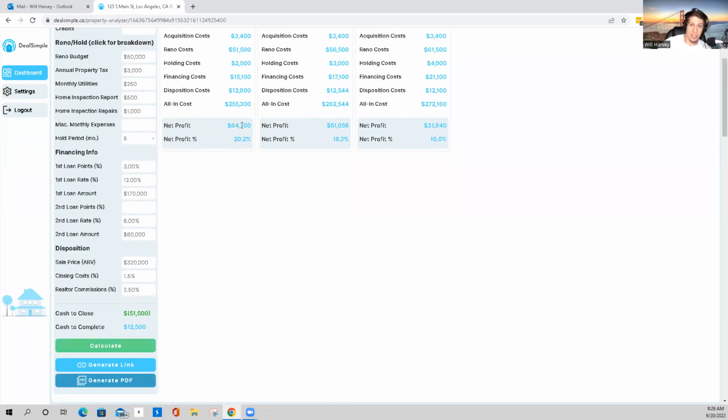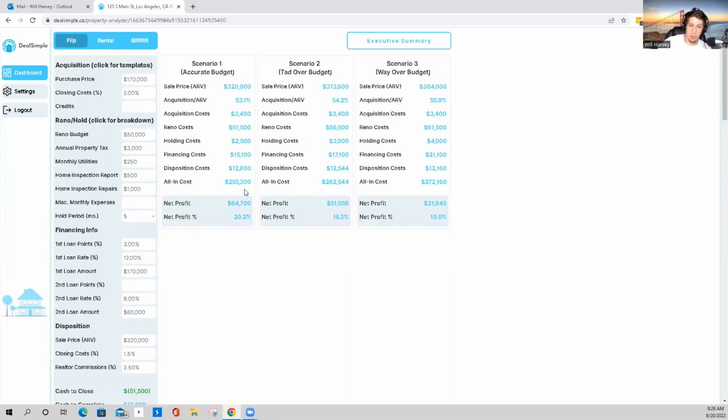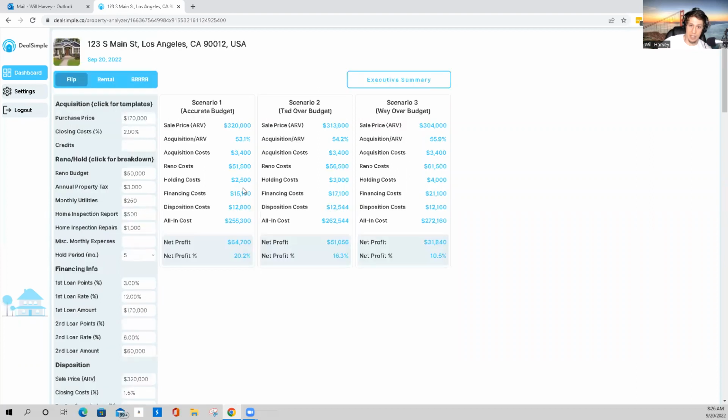So that puts us at about 64, still a little bit higher than what we ended up walking away with. I believe we walked away with about 47, 48,000. But this is a good conservative way to look at a deal, and it's definitely conservative.